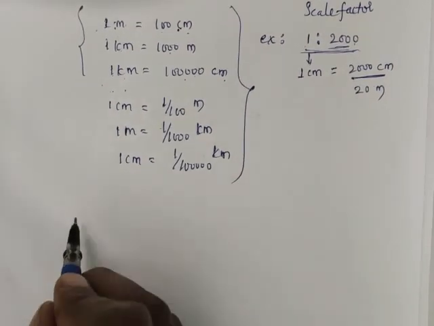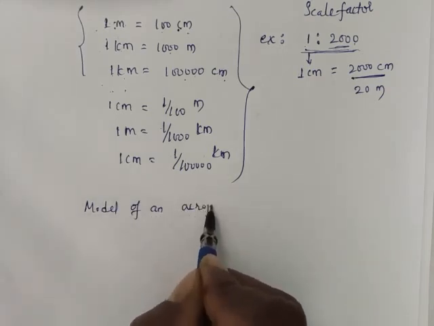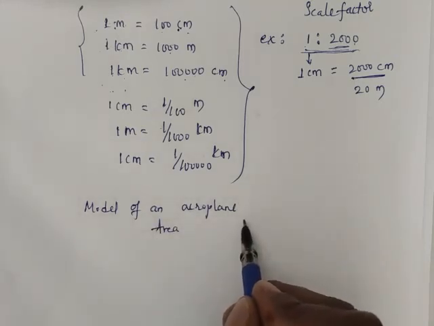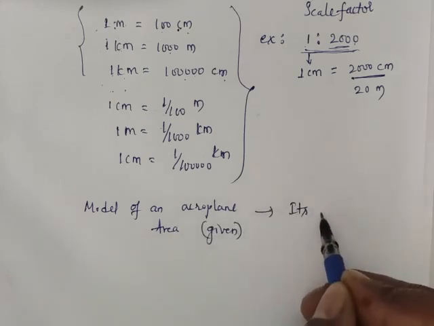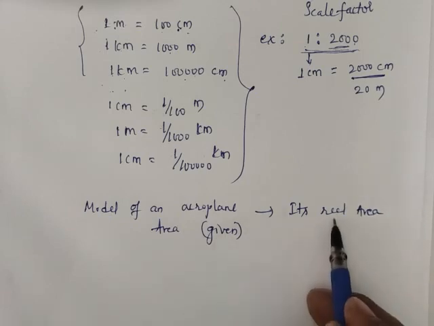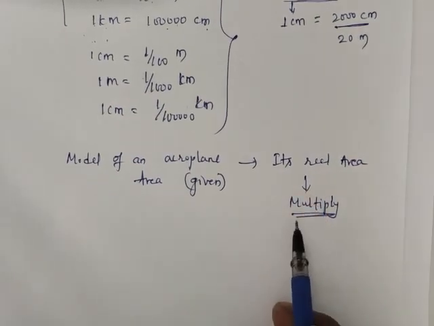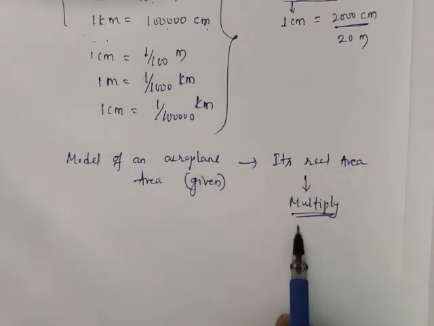Suppose the model of an aeroplane area is given and its real area is to be found. The model of an aeroplane area is given, and its real one is required. So if you want the real one, what do you have to do? Multiply. Multiplication makes a smaller value into a huge value. The model of an aeroplane area is given and you need to get the real one. What do you have to do? Multiply.